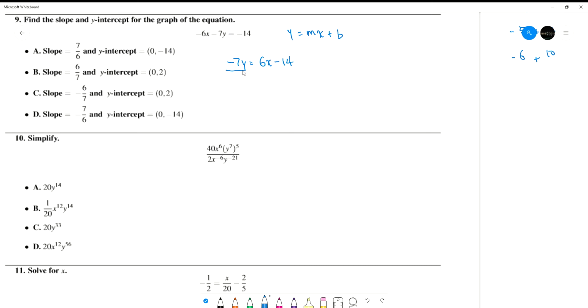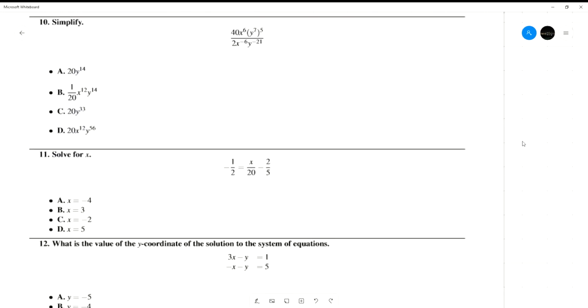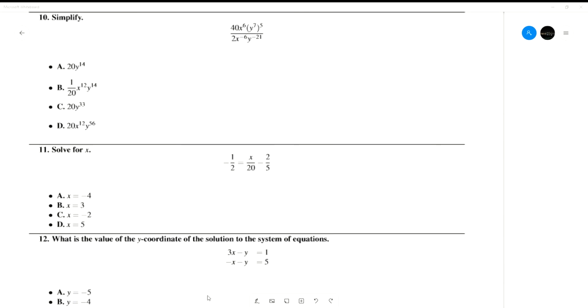And then divide every term by negative 7. So I get y is equal to negative 6/7 times x plus 2. Right? So my slope is negative 6/7 and my y-intercept is (0, 2). So that gives me C as the correct answer. Any questions there? All right. Well, let's move on then.